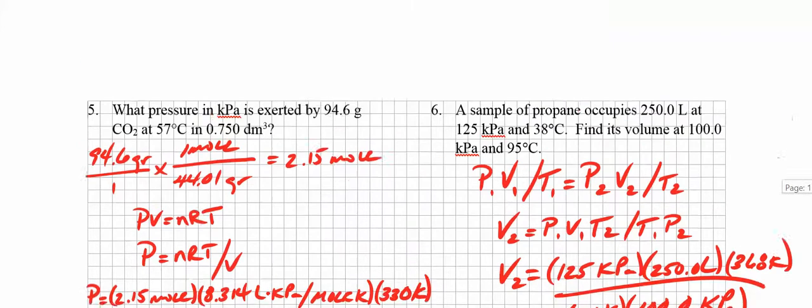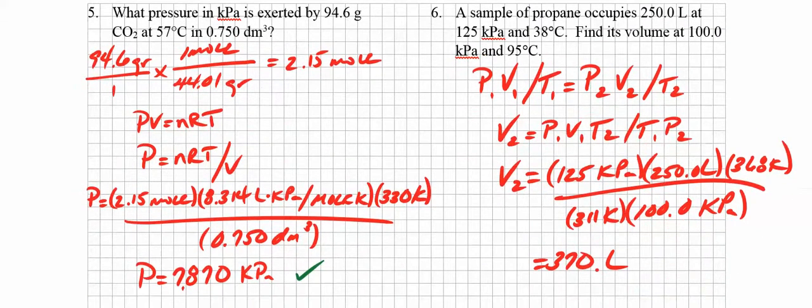Last problem, number 6. Here's what it says. A sample of propane occupies 250 liters at 125 kilopascals and 38 degrees Celsius. Find its volume at 100 kilopascals and 95 degrees Celsius. All right. Understand that all Celsius degrees are going to have to be converted to Kelvin. Celsius to Kelvin is just adding 273. That's not going to be a big problem, and everything else can remain the same.